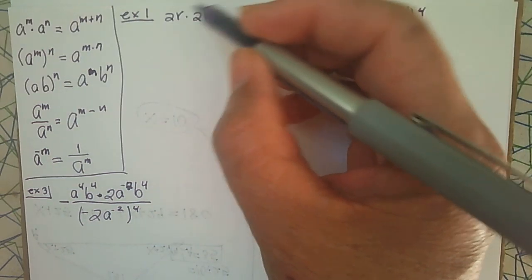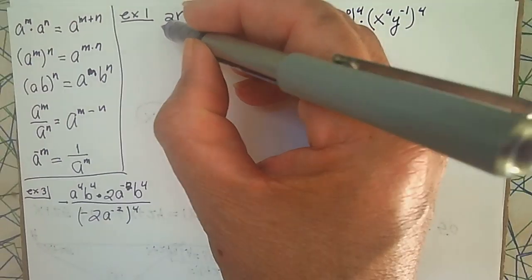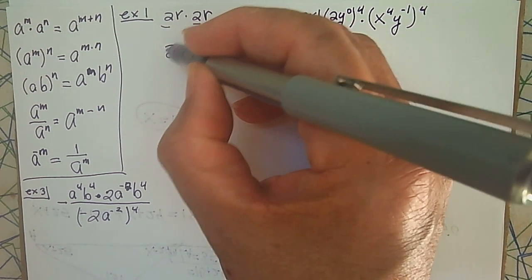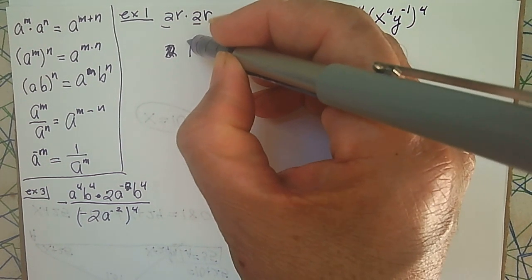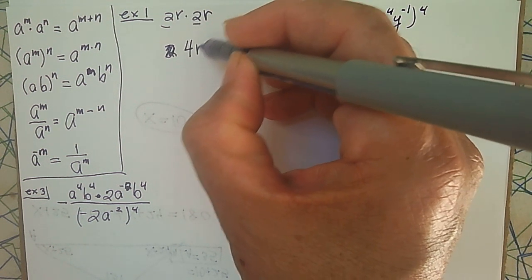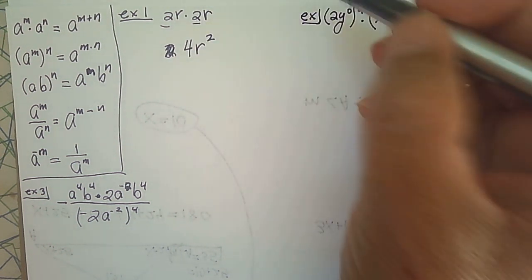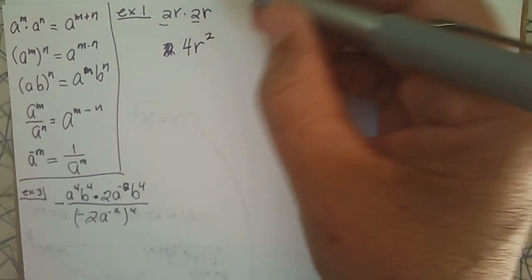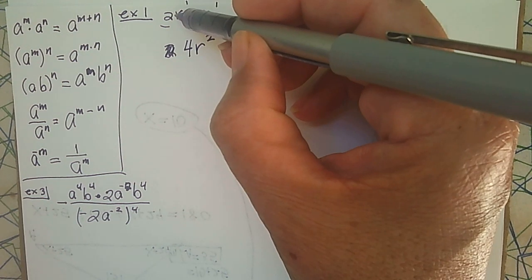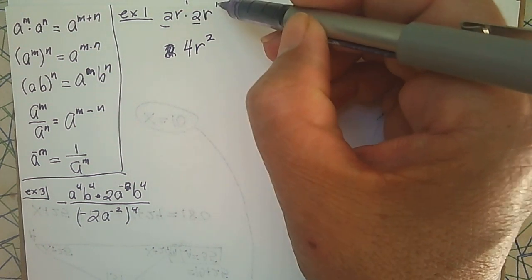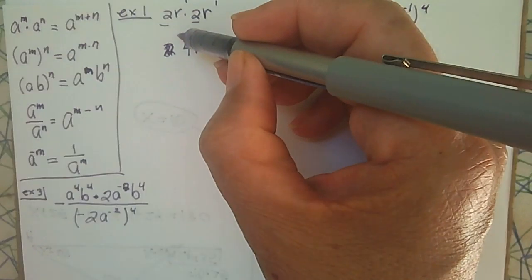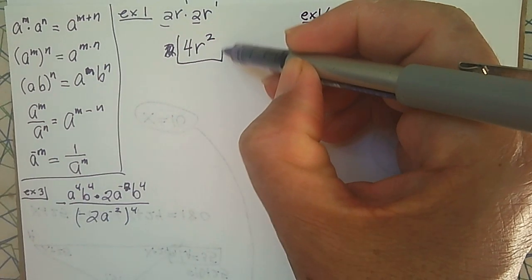The way you do this is multiply the numbers. 2 times 2 will give you 4. And r times r will give you r squared. Remember, if there's no exponent, there will be a 1. So this r to the 1 times r to the 1 is similar to this rule right here. Thus you get r squared, and that is the answer.